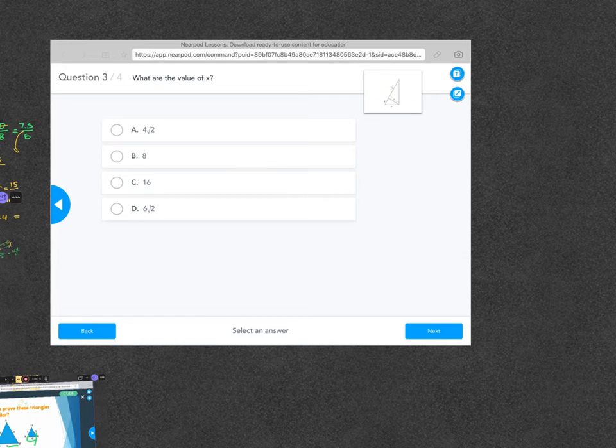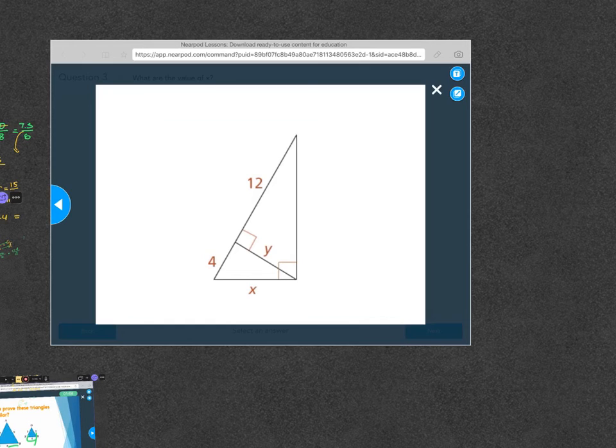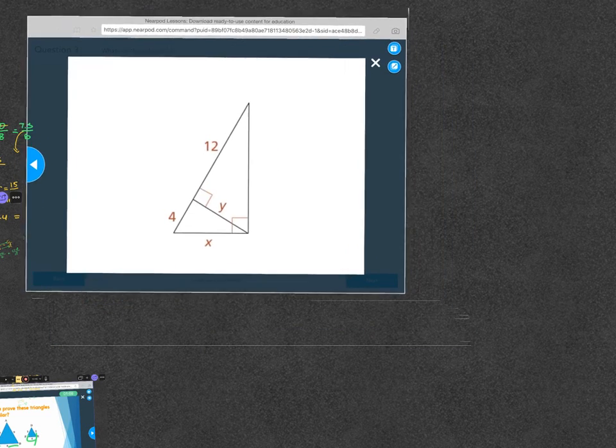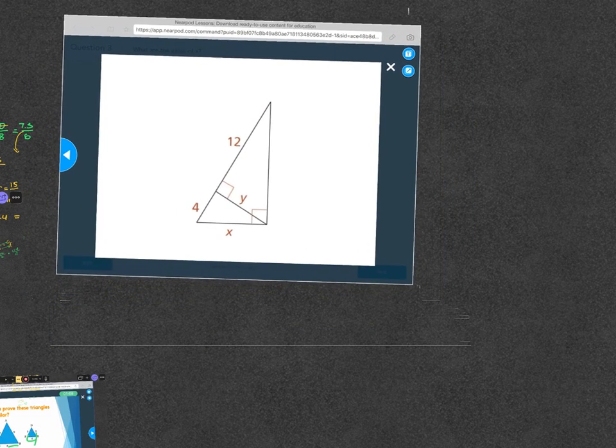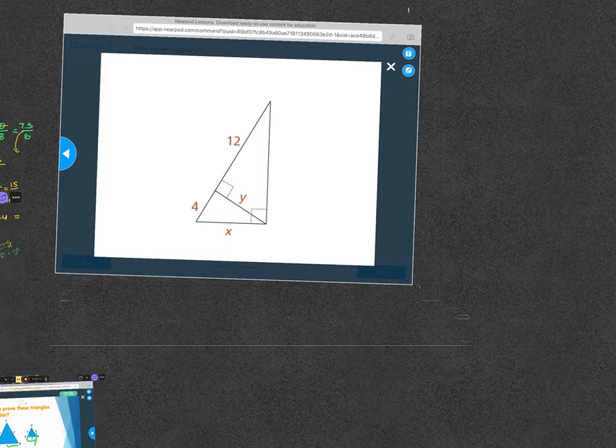Next one said, what's the value of x? So on this one, x is located on what part of the triangle? What's that part called? The side, which is also called a what? Think about it in terms of altitudes and legs, right? Is that an altitude or a leg? The leg. So we're going to use hypotenuse over leg equals leg over segment of the hypotenuse adjacent to the leg.